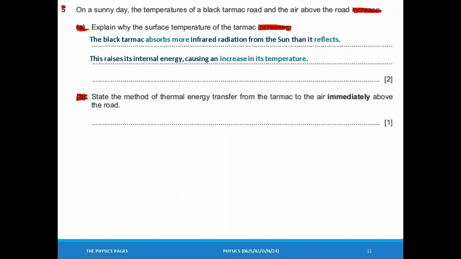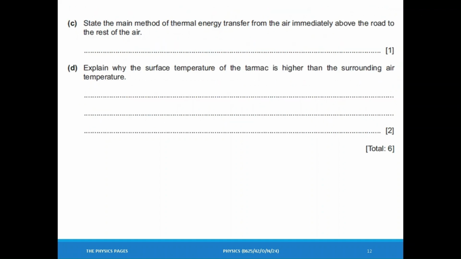Part B. State the method of thermal energy transfer from the tarmac to the air immediately above the road. The heat from the hot tarmac transfers to the air molecules that are in direct contact with it. This process is called conduction, where heat energy moves through direct contact between particles. So, the method of energy transfer from the tarmac to the air is conduction. Part C.